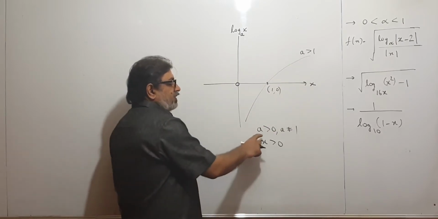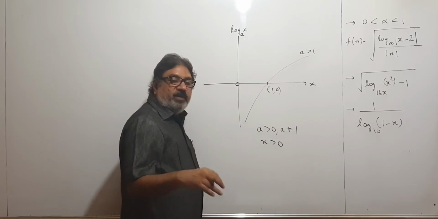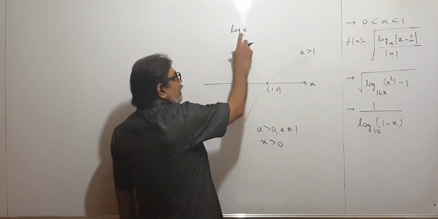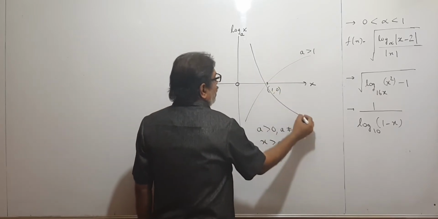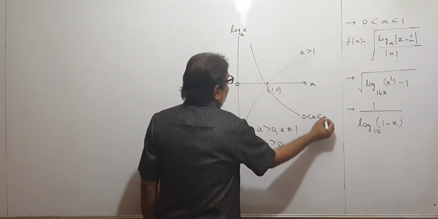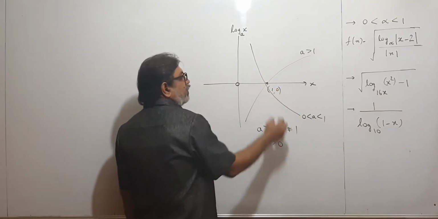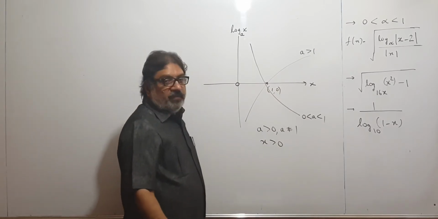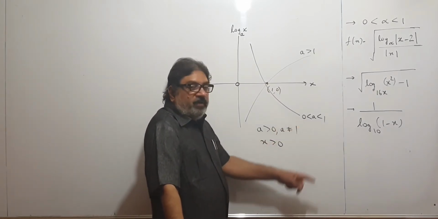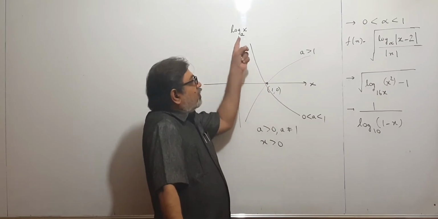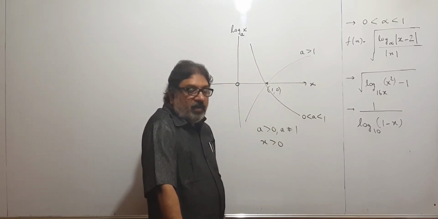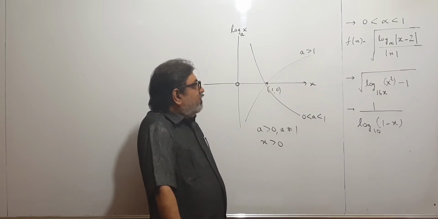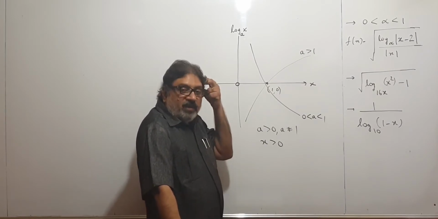And when your base is not more than 1 but between 0 and 1, at that time your graph goes like this. 0 less than a less than 1, passing through the same point. Now it is decreasing. So when your base is between 0 and 1, the graph of this log is a decreasing function. So you can see when it is increasing and when it is decreasing.